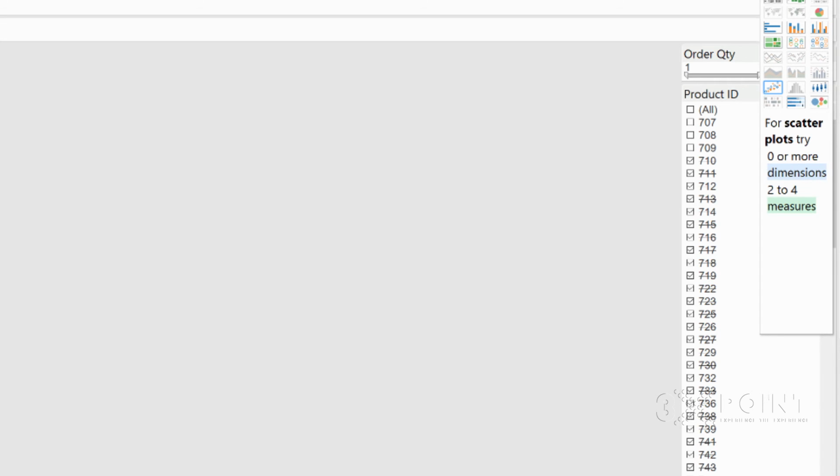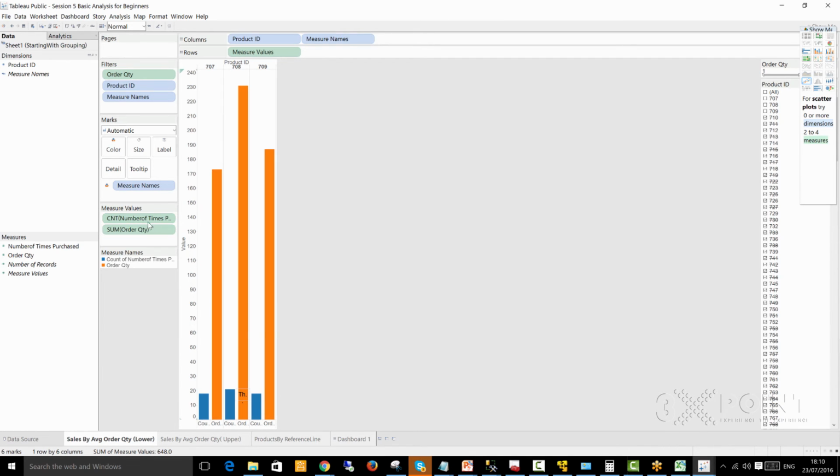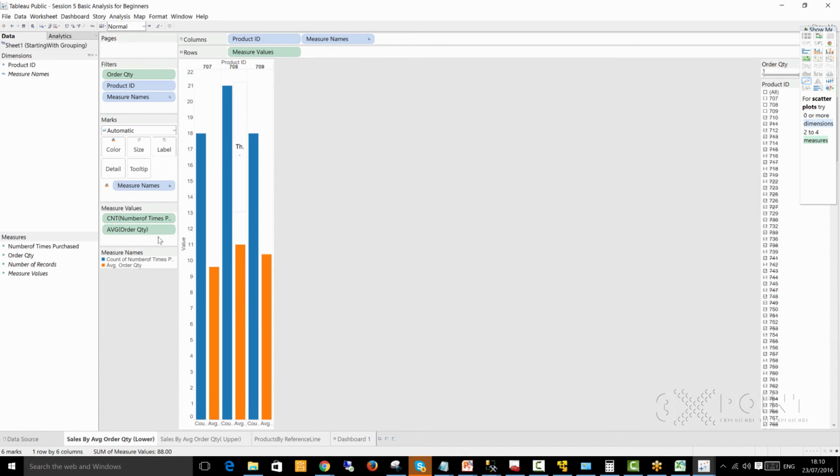Once you do this and you have these measure names changed right here, you can just come to this marks card, the measure value, so you can change it. What I want to see is a count of number of times purchased. So I could go to our measure and just change it to count. And then I want to see the average of the order quantity.